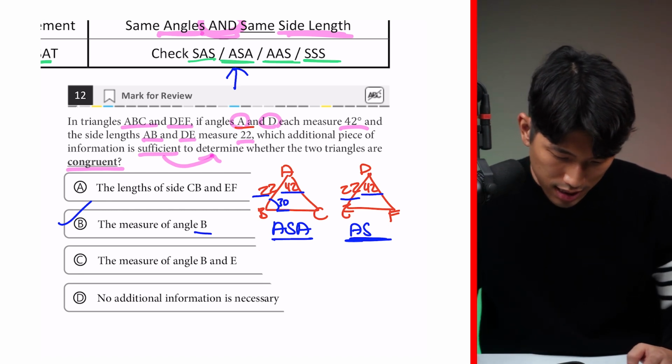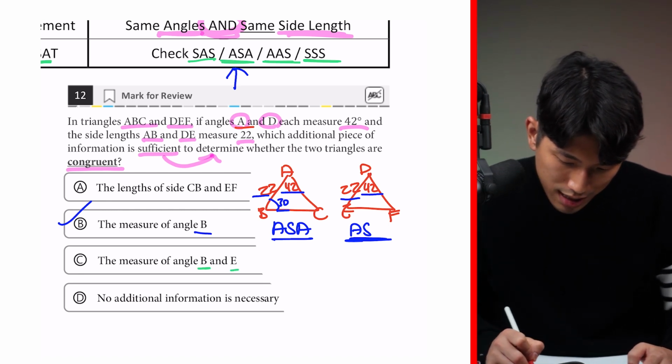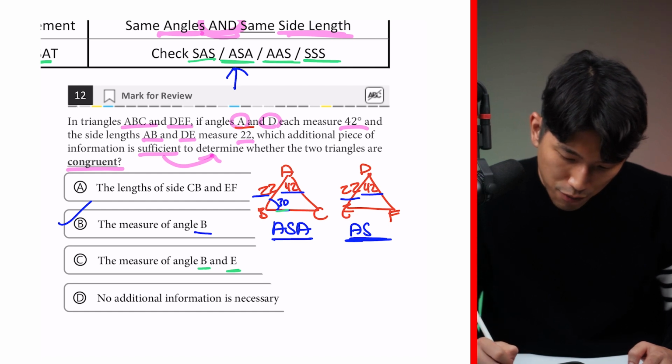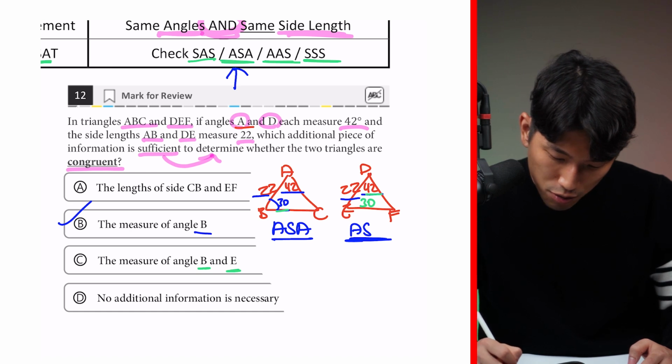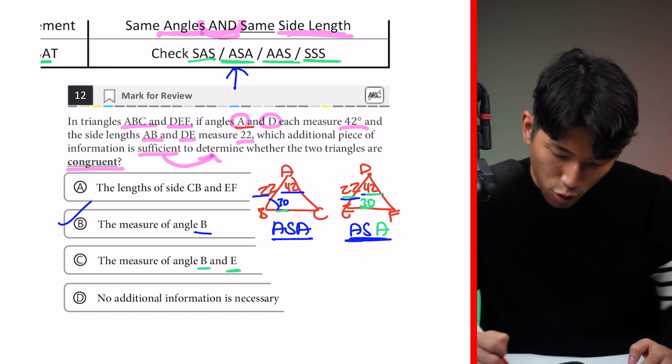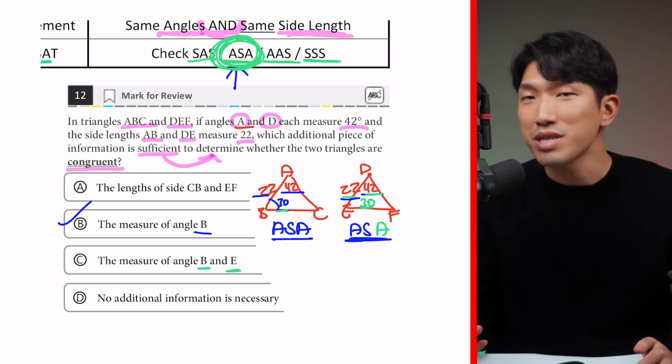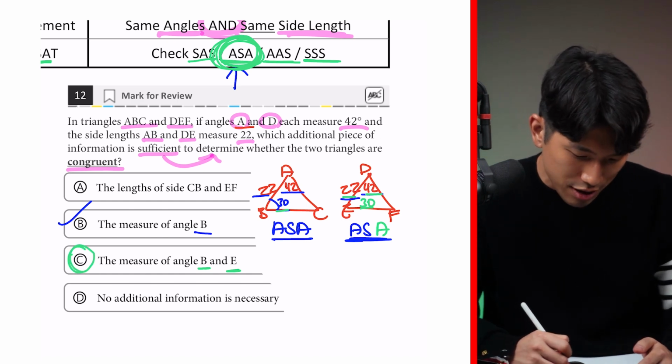But what about choice C? The measure of angle B and E, right? So we got B over here and we got 30 as E over here. Now we have angle, side, angle, angle, side, angle, which means that's enough to prove congruency for both triangles. So our answer is going to be choice C. So if you understood the definition and the difference between similar and congruent triangles, and you understand inside out for both of these triangles, then let's move on to some medium difficulty question.